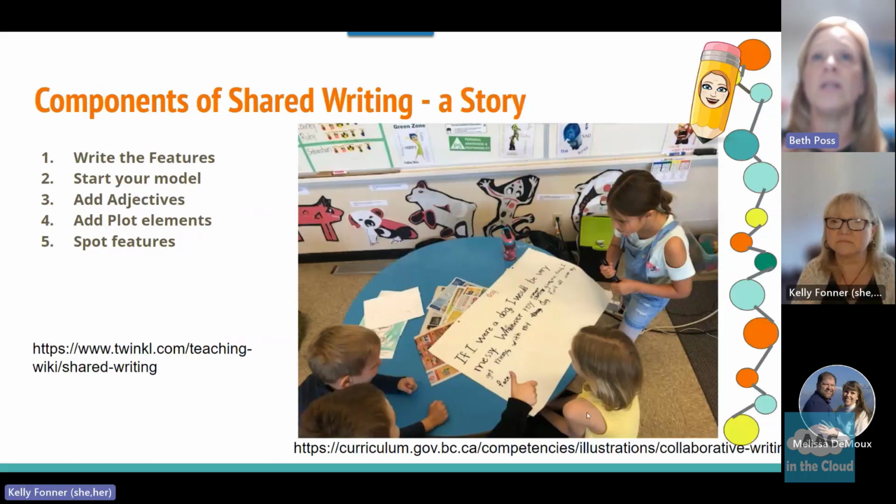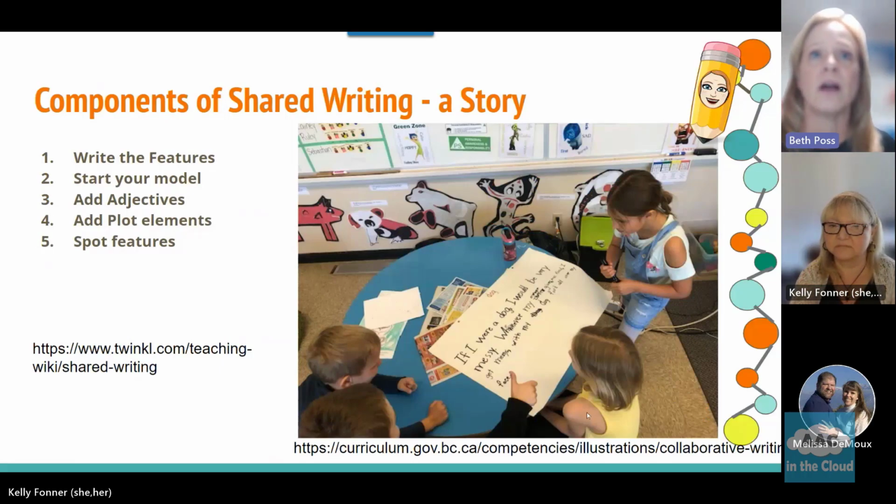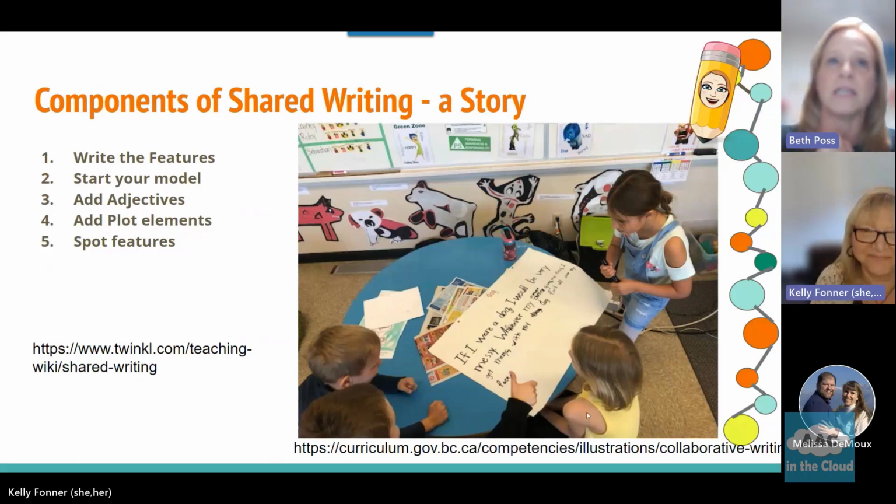So components of shared writing, right? If you were writing a story, for example, as opposed to an informational piece, right? You're going to write the features of it, right? You're going to have a title to it. You're going to start your model. And if we're going to be writing this, so it says in there, if I were a dog, I would be very messy, right?